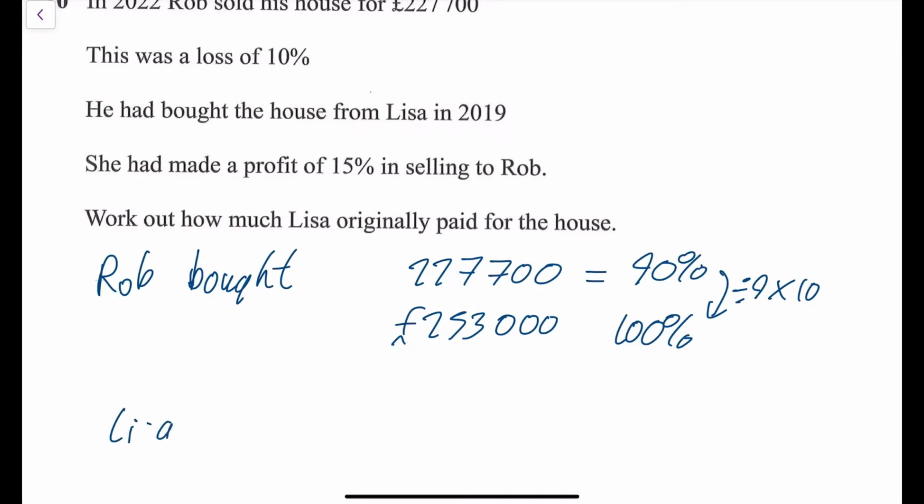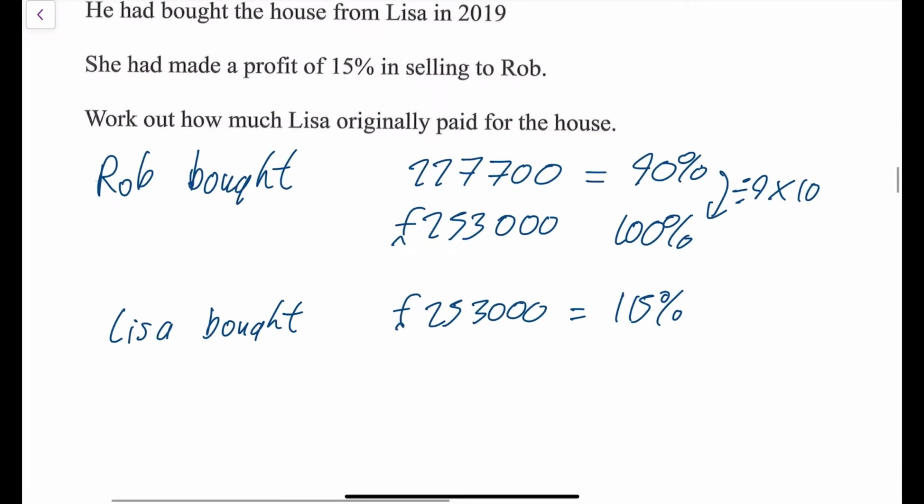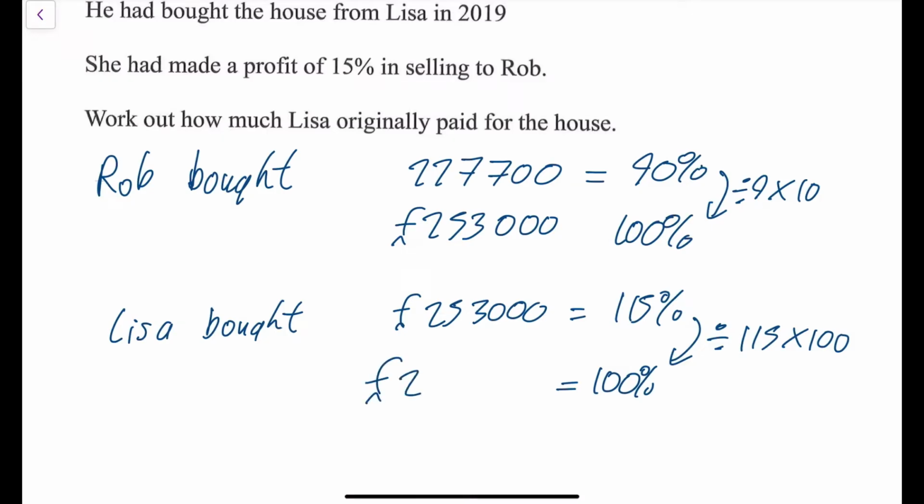Now, Lisa made a profit of 15%. So Lisa sold it to Rob, and we want to find what Lisa bought it for. She sold it for £253,000. Remember, Rob bought it off Lisa. So £253,000 to Lisa was 115%, because she made a profit of 15%. We want to find what she originally bought it for, her 100%, so I'm going to divide by 115 and multiply by 100. I got 220,000. That was what she paid originally.